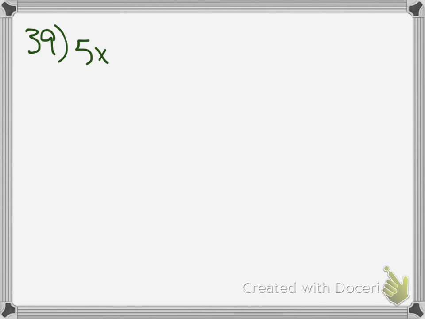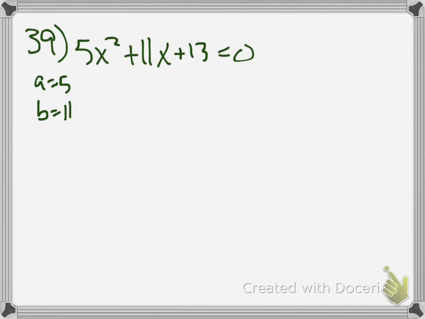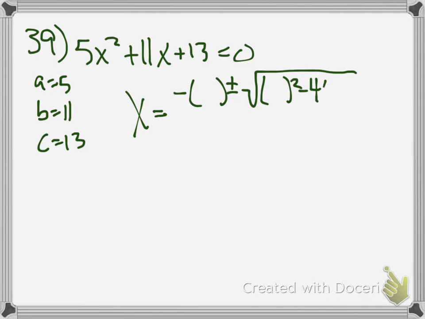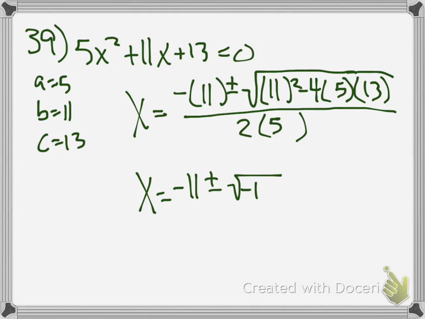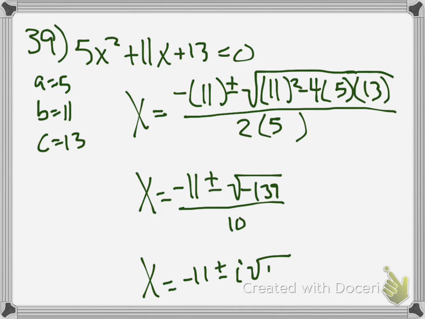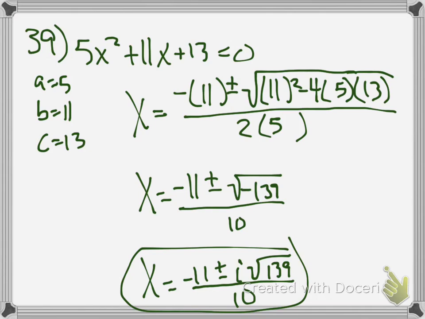So now I'm going to do number 39. Again, you want to make sure it's equal to 0 first. Then you can identify a, b, and c. Plug them into the formula. Notice how I got this all set up. I always like to write the setups first, then start putting in the numbers. So b is 11, a is 5, c is 13. Now, that would give me negative 11 plus and minus the square root of 11 squared minus 4 times 5 times 13, which is negative 139, over 10. So that is basically negative 11 plus or minus i square root of 139, over 10.